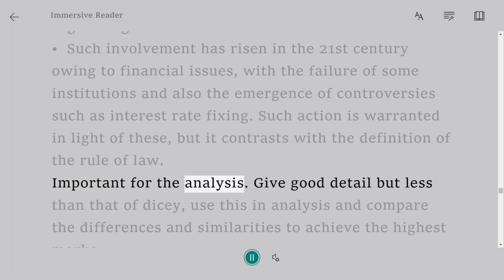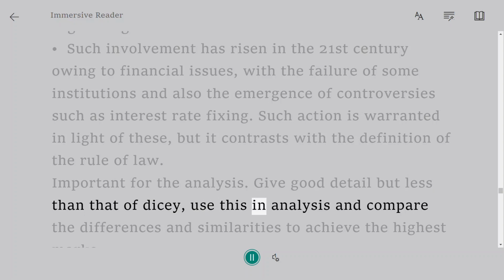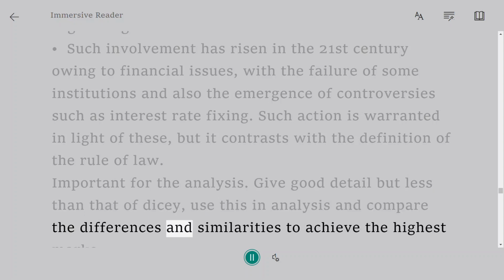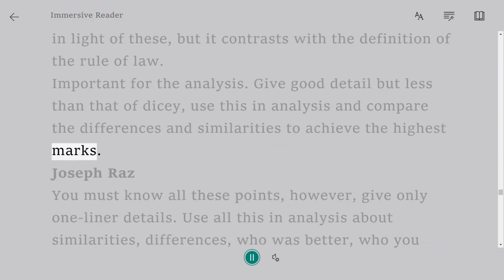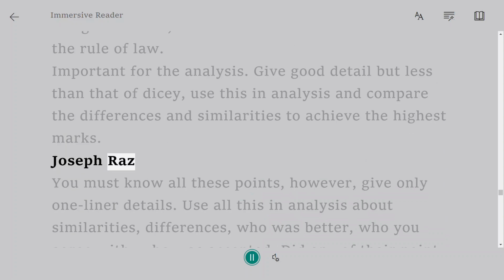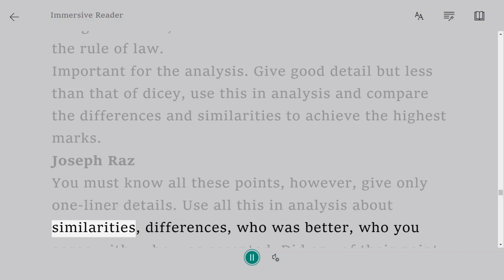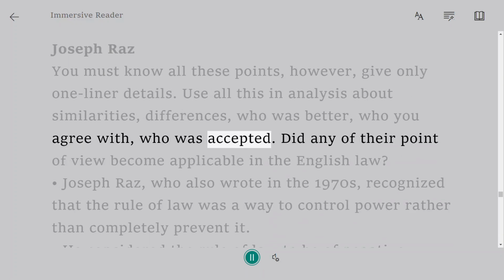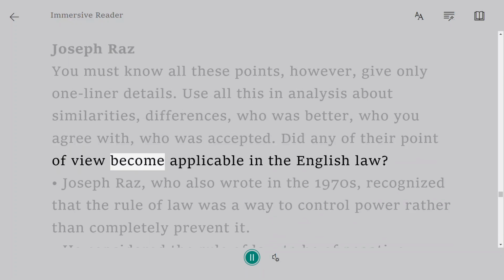Important for the analysis. Give good detail but less than that of Dicey. Use this in analysis and compare the differences and similarities to achieve the highest marks. Joseph Raz. You must know all these points, however, give only one-liner details. Use all this in analysis about similarities, differences, who was better, who you agree with, who was accepted. Did any of their point of view become applicable in the English law?